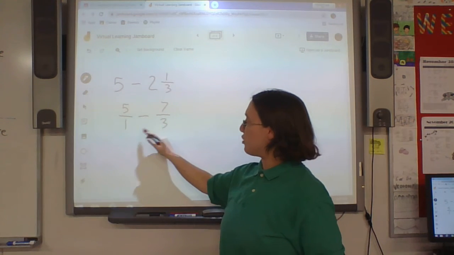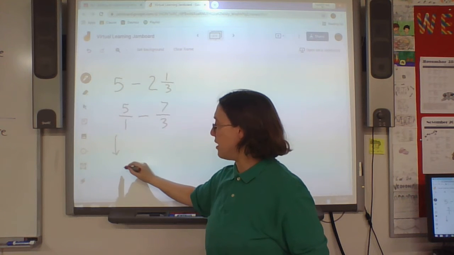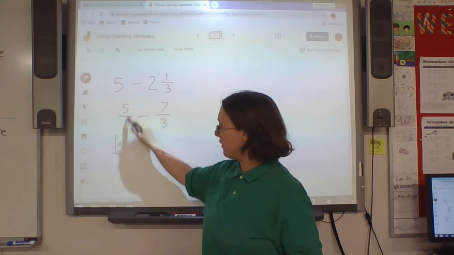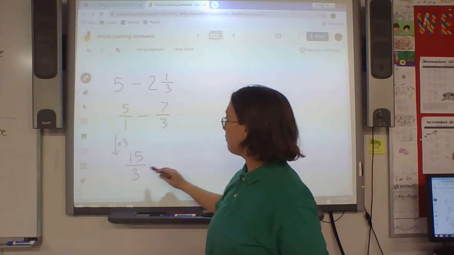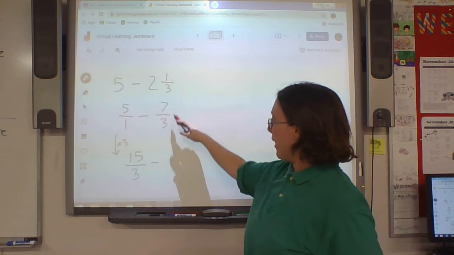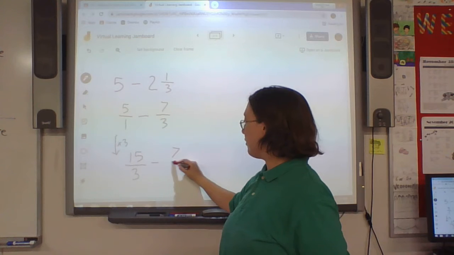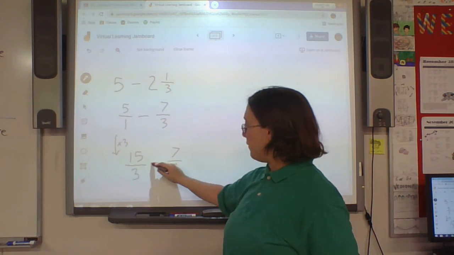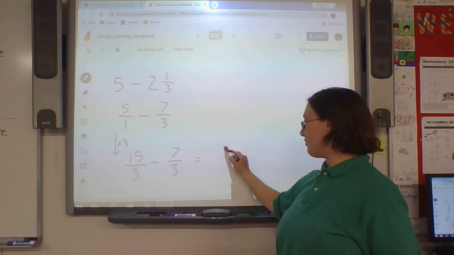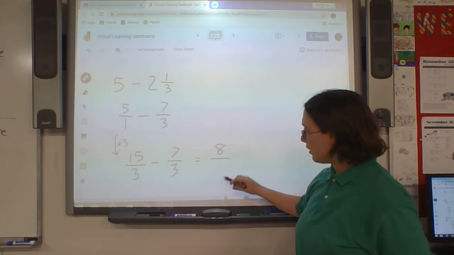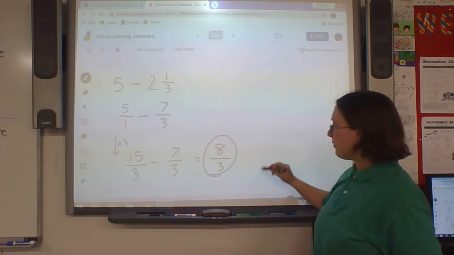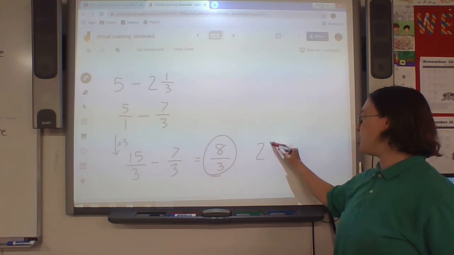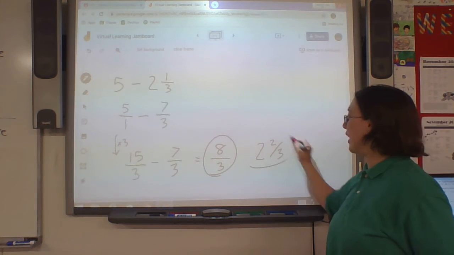And then if we want a common denominator, 3 sounds like a good idea. So if we want to turn that into a 3, we're just taking this one times 3. 5 times 3 is 15. 3 times 1 is 3. And then minus 7 over 3. And 15 minus 7 is 8. And this would be okay. Or if you turn that back into 2 2/3, that would also be okay.